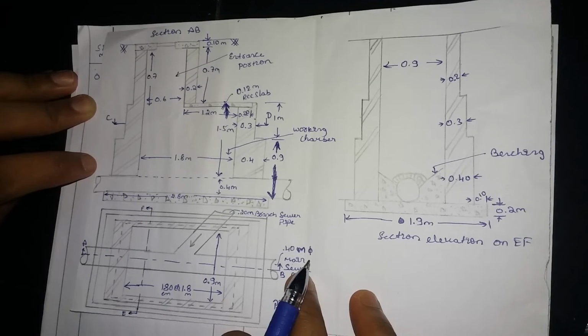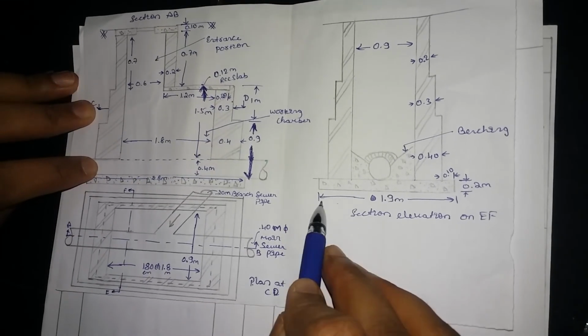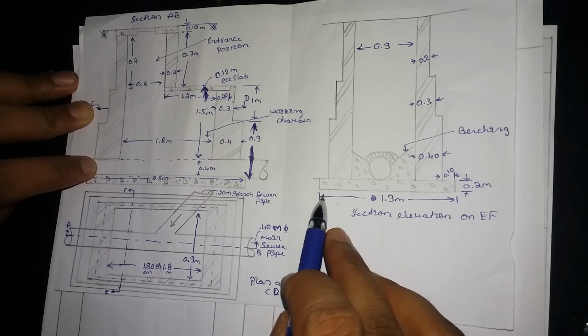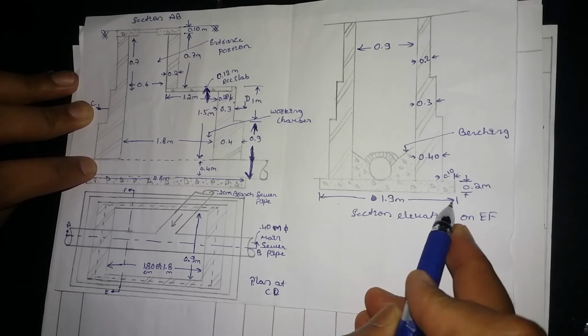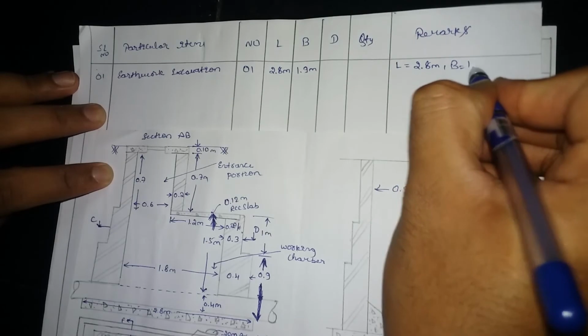Now we need to find out the breadth. What is the breadth? See here, the section is cut, and it is also mentioned in the diagram, that is 1.9 meter, clearly mentioned, right? So that is your breadth for the earthwork, 1.9 meter. So in the remarks also I will write here.